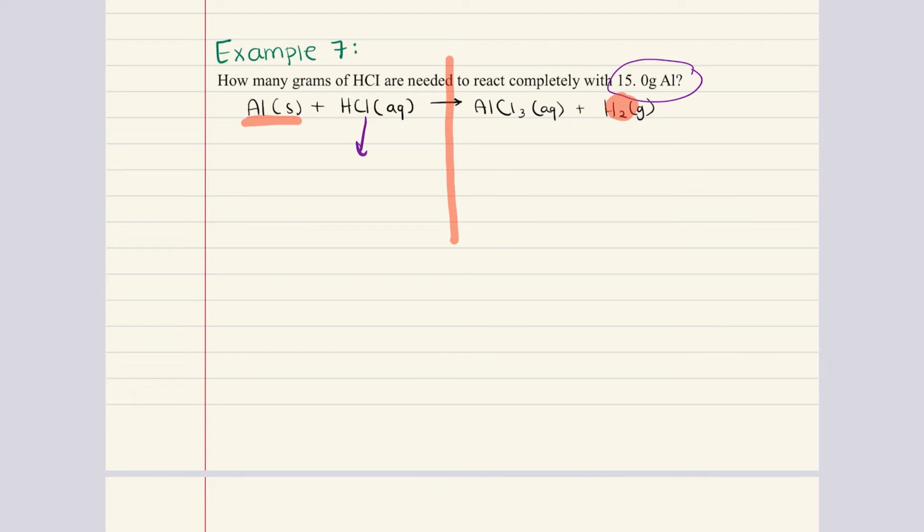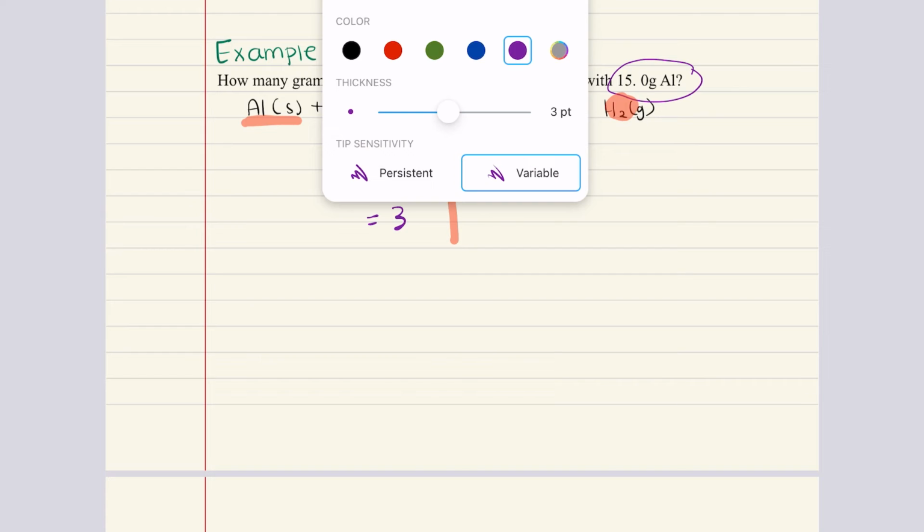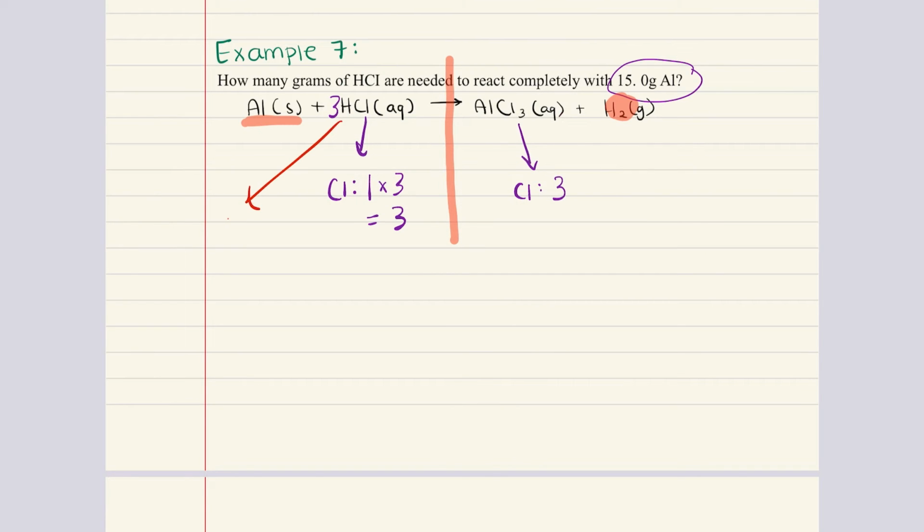So on the reactant side, we have 1 Cl. On the product side, we have 3 Cl. Okay, so to balance this, let's put a 3 in front of HCl right now, and that gives us 3 chlorine atoms on both the reactant side and the product side. Okay, so far so good. Let's do hydrogen next. For the reactant side, we have 3 hydrogens. For the product side, we only have 2. Okay, so we have a bit of a problem here.